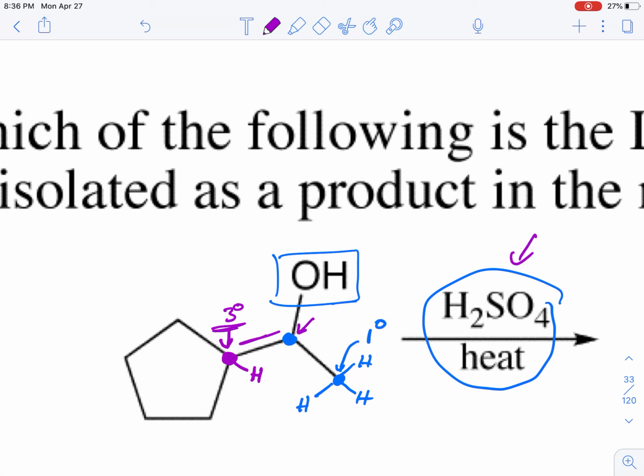And so since the double bond should form between these two carbons, that means that this hydroxyl group is going to interact with this hydrogen to form water. So these are the two that are going to come together to form water.